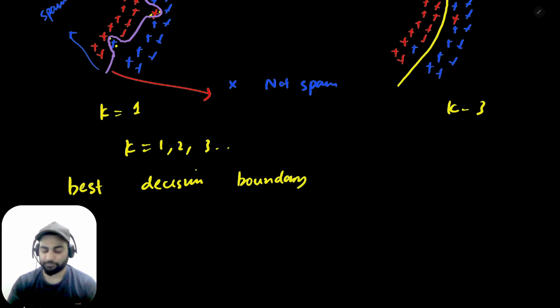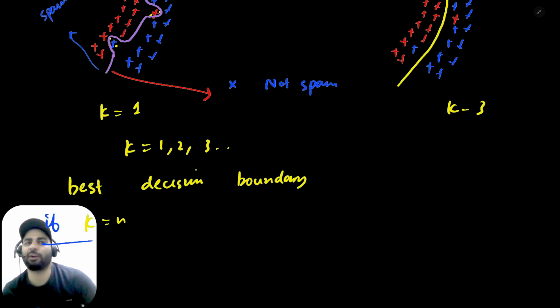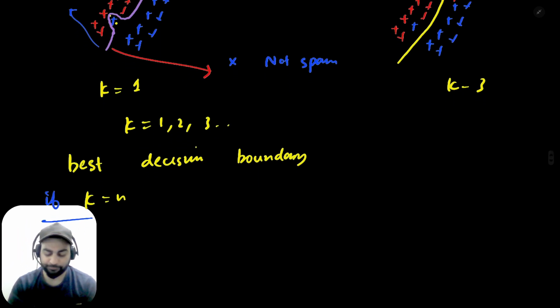Okay. What will happen if k is equal to n? So I'll ask you a question. If you understand, what will happen if k is equal to n? I'm saying that if k is equal to n, that is every neighbor is being checked now. Like every point in the D train is considered as neighbor. So what will happen this way?